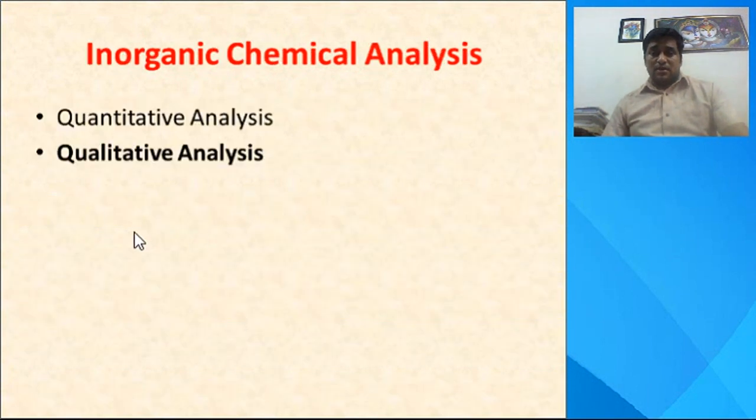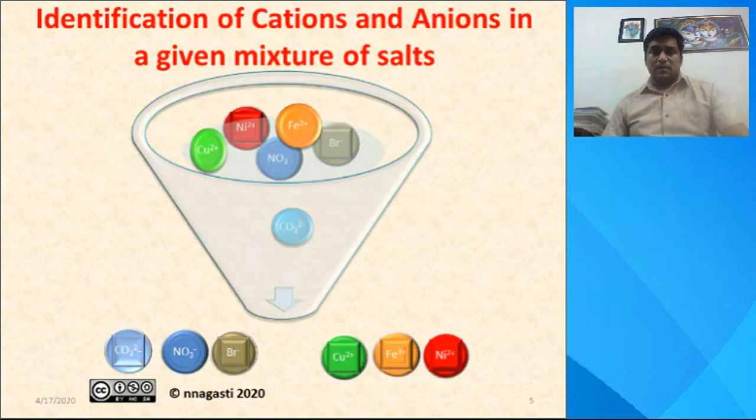And under this qualitative analysis, we are going to just check the presence of anions. We are not bothered about the quantity of the anions in question. So there is a mixture and you are asked to find out what are the anions and what are the cations present. So in this session, we are going to understand only the analysis of anions, how to analyze anions, what are the steps involved in analysis of anions in a given mixture, and finally in the result we are going to report what are the anions present in the given mixture. So how to proceed in that direction, let us understand.